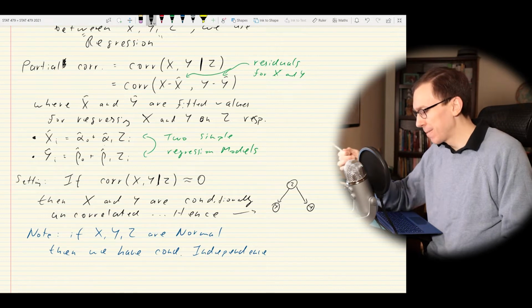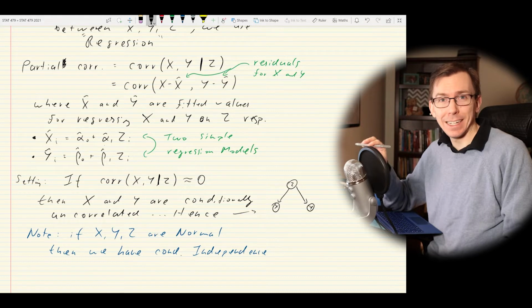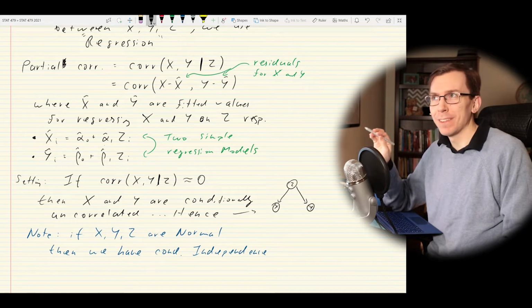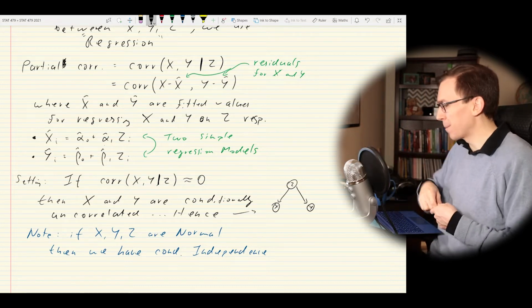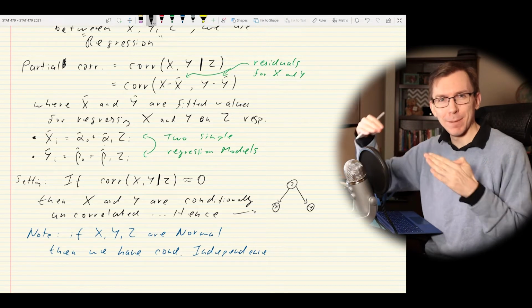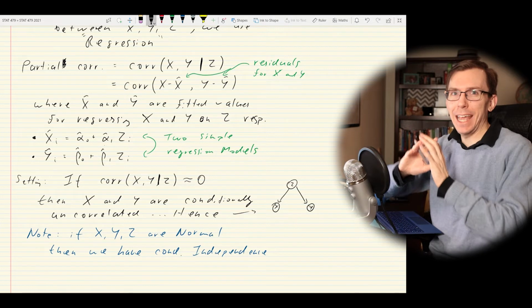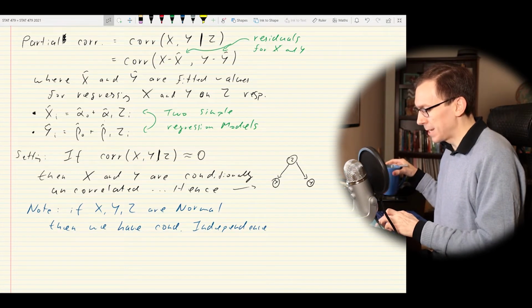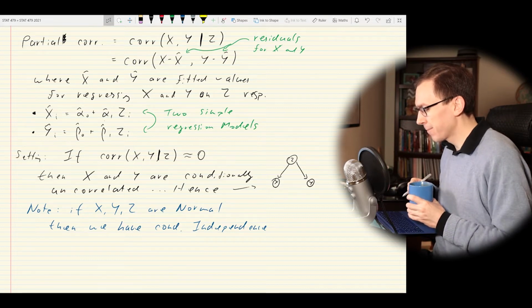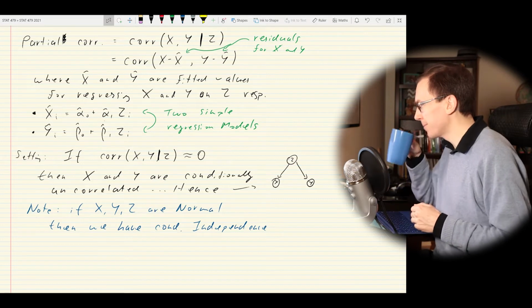So if there's no link between the two nodes like x and y, it means that they are conditioned on the other nodes. They are conditionally independent, which is even stronger. Remember, correlation is really just telling you there's some linear relation between two variables. Independent means there could be any relation between two variables. So having conditional independence is stronger. But we only get that in this case if we have normal data.